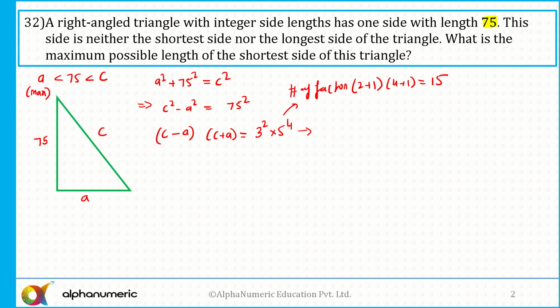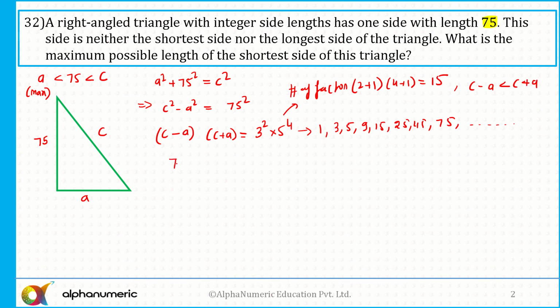What is the list of factors? If I start with the smaller one, that is 1, then 3 is a factor, then 5, then 9, then 15, then 25, then 45, and 75, and so on. So I need to write this number as a product of two factors. We also know that C minus A is always less than C plus A. Remember, the factor C minus A must be less than C plus A.